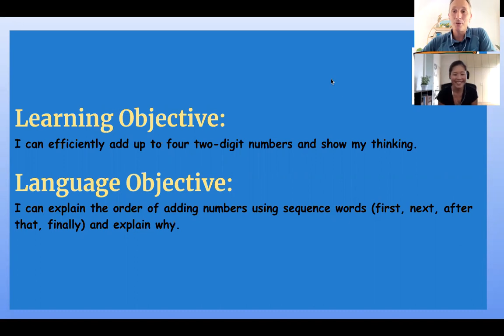And so today we will be continuing with our adding of 4-digit numbers, and your learning objective here is I can efficiently, and we're going to continue talking about that word, add up to 4 2-digit numbers and show my thinking. Your language objective is I can explain the order of adding numbers using sequence words first, next, after that, and finally, and explain why.